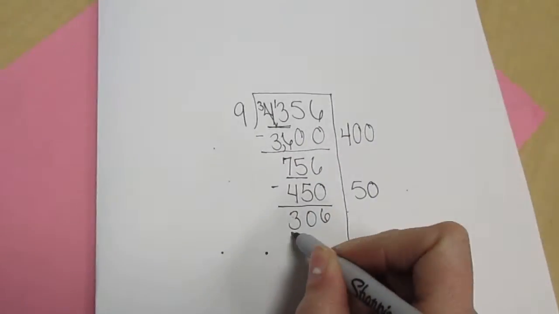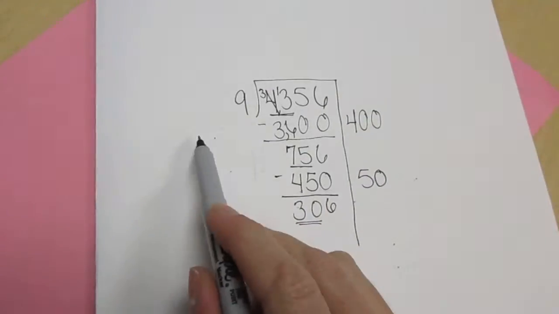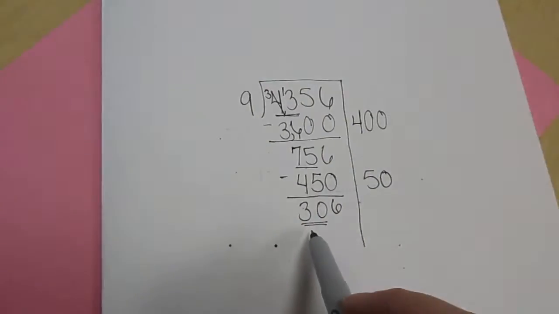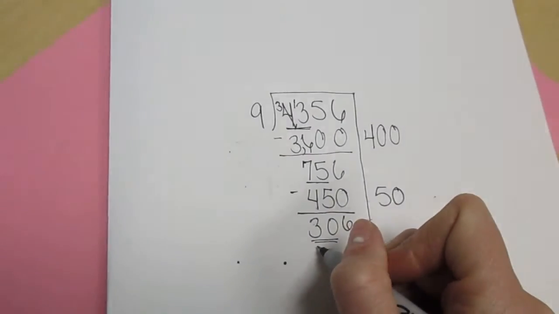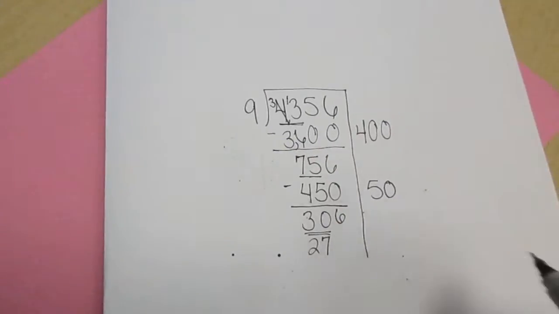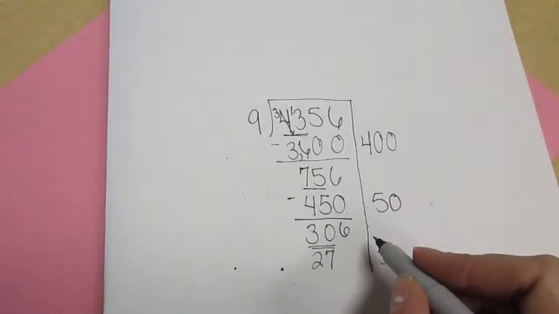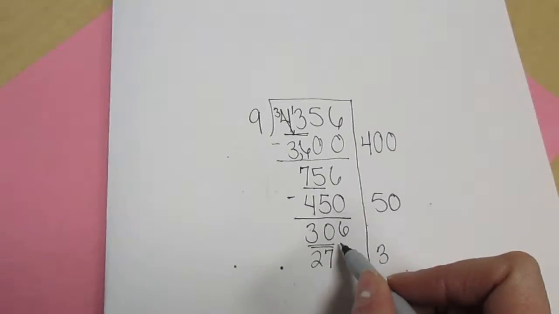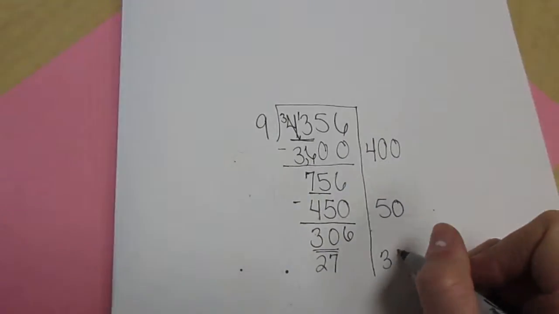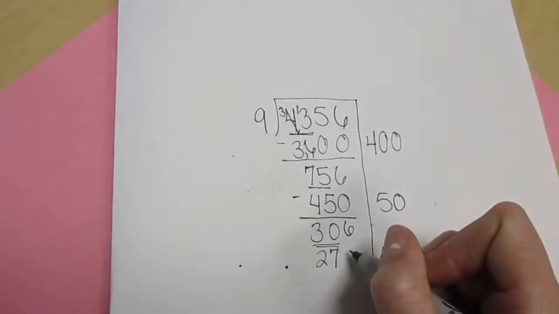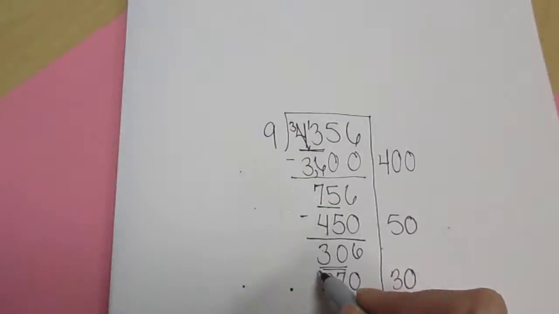Okay, I'm going to look at my first two digits, and I'm going to say 9 times what gets me super close to 30? Well, 27 is my closest multiple, and I get that by doing 9 times 3. But 27 is still really far away from 306, so I have to do 9 times 30 to make it 270.